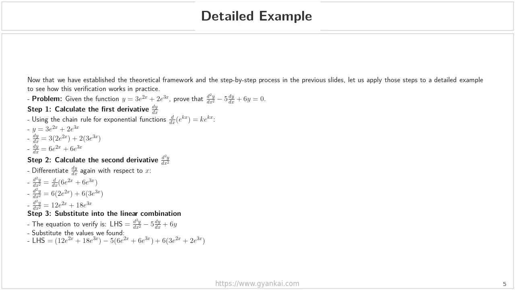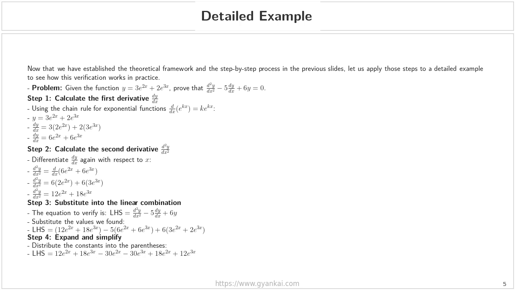Now we proceed to step 3, which is the substitution phase. We take the linear combination we are verifying, the left-hand side, which consists of the second derivative, minus 5 times the first derivative, plus 6 times the original function. Substituting our expressions, we get the quantity 12e to the power of 2x plus 18e to the power of 3x, minus 5 times the quantity 6e to the power of 2x plus 6e to the power of 3x, plus 6 times the quantity 3e to the power of 2x plus 2e to the power of 3x.